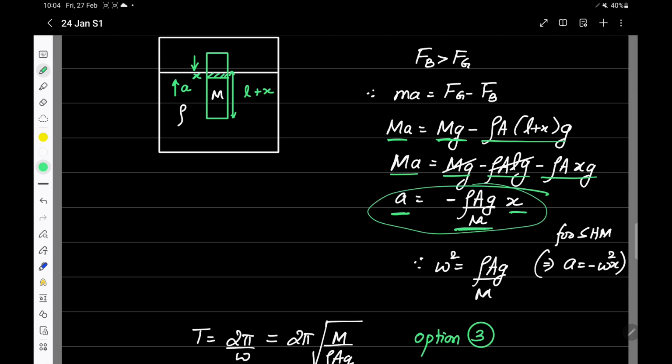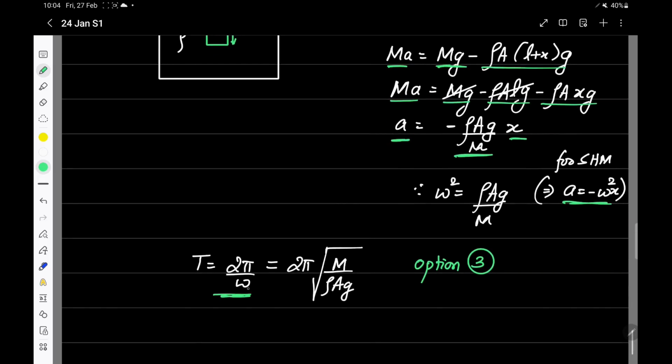Look at this. This looks like the characteristic equation of SHM, a equal to minus omega square x. That means this term, which is the coefficient of x over here, is the angular frequency square. Omega square is rho A g by m. So to find the time period of SHM, we know it is 2 pi by angular frequency. Substituting the value of angular frequency, you are going to get the time period to be 2 pi root m by rho A g, which matches with option 3.